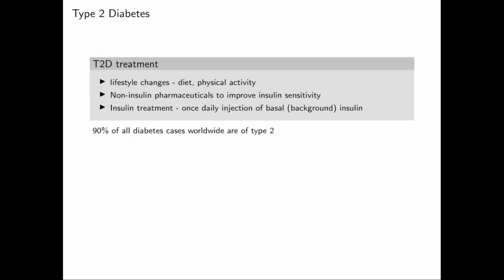However, if this is not sufficient to bring the blood glucose within desired targets, then insulin treatment is commenced, which involves manually administering a dose of long-acting insulin, which is also known as basal insulin or background insulin, once a day at fasting conditions. Despite the fact that type 2 diabetes accounts for around 90% of all the cases, relatively little attention has been provided to type 2 diabetes by the control engineers.